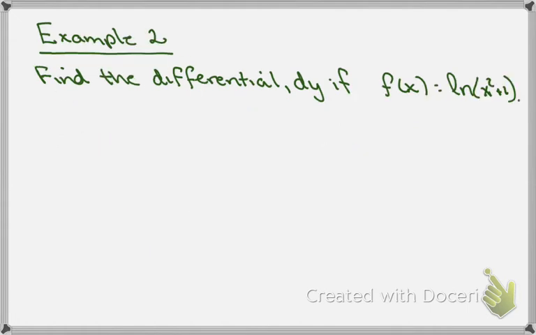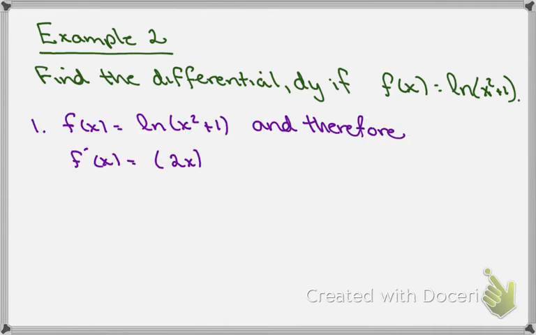Let's look at a second example. In example 2, we're asked to find the differential dy if f of x is equal to the natural log of x squared plus 1. Our steps are going to be exactly the same. First, we're going to need to find the derivative of the function. I've started that there. So f prime of x, because we have a composite function, our first step is to take the derivative of the inside. Derivative of x squared plus 1 is 2x.